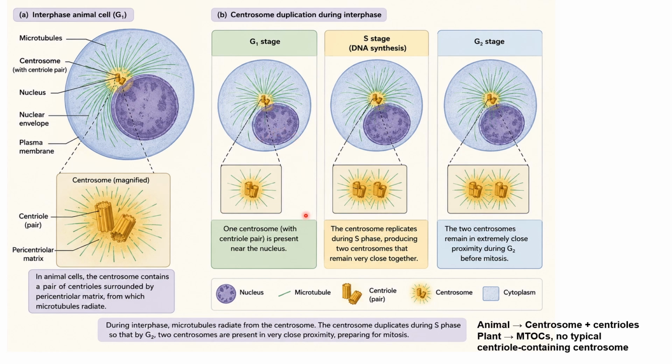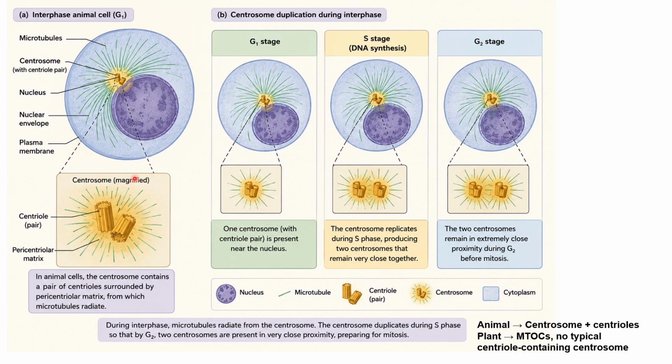During G1 stage, one centrosome is present near the nucleus. Then during the S stage, the centrosome replicates, producing two centrosomes that remain very close together. Finally, the two centrosomes remain in extremely close proximity during G2 phase before mitosis.